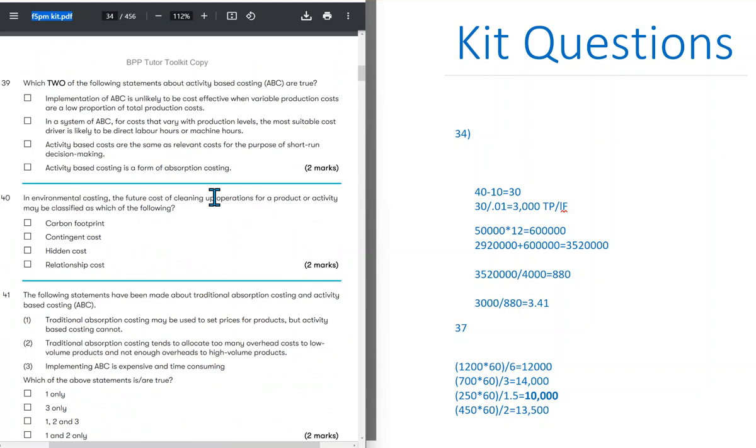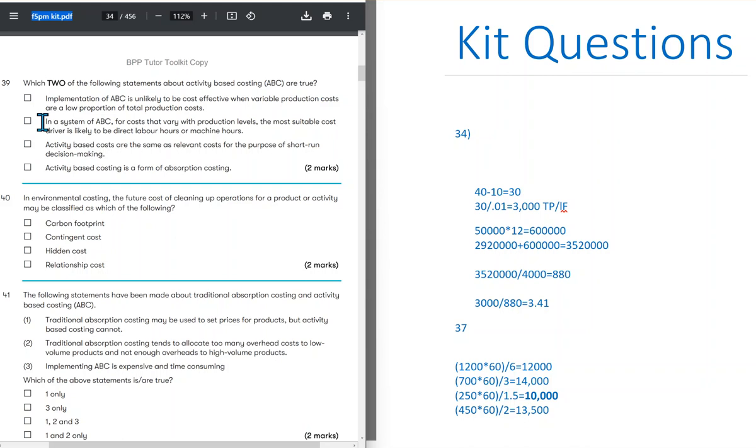Which two of the following statements about activity-based costing are true? Implementation of ABC is unlikely to be cost effective when variable production costs are a low proportion of the total production cost. In a system of ABC, for costs that vary with production levels, the most suitable cost driver is likely to be direct labor hours or machine hours. Activity-based costs are the same as relevant costs for the purpose of short-run decision making. Activity-based costing is a form of absorption costing. So they said which two of the following are correct.